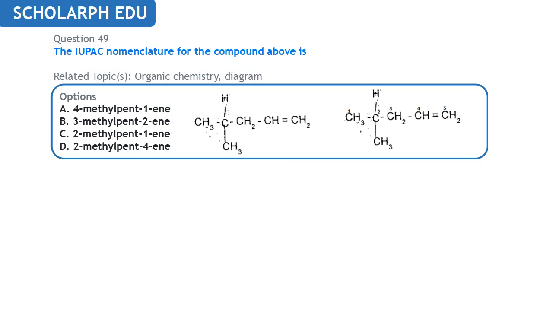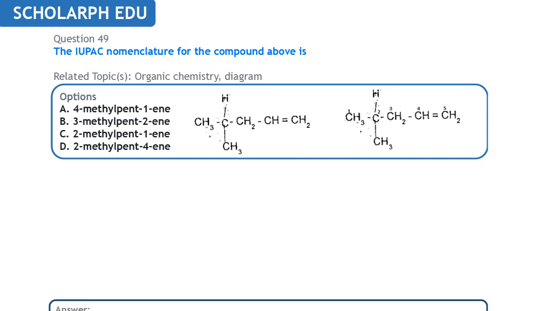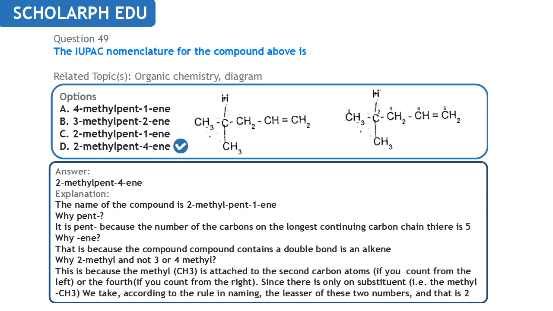The IUPAC nomenclature for the compound above is, that is this compound here. Now, how do we name this compound? The first thing we need to do is locate the longest continuous carbon chain here. How? We count the carbon chains. I can count in many ways. I can count from here. Let's see which one gives the longest number. I can count as 1, 2, 3, so I have 3 carbon atoms. I will now treat these ones as substituents.